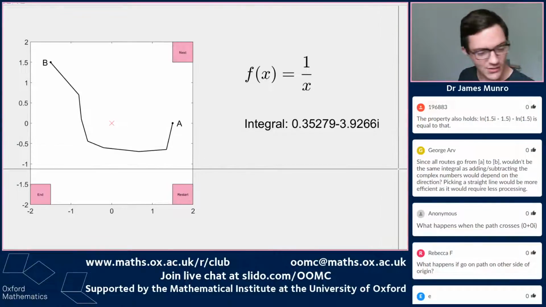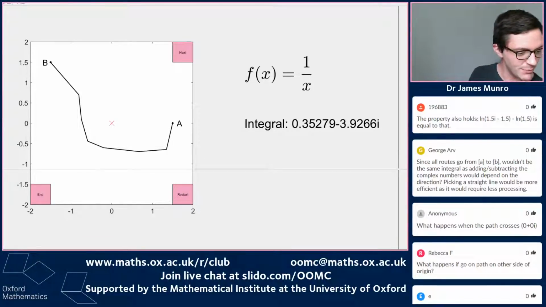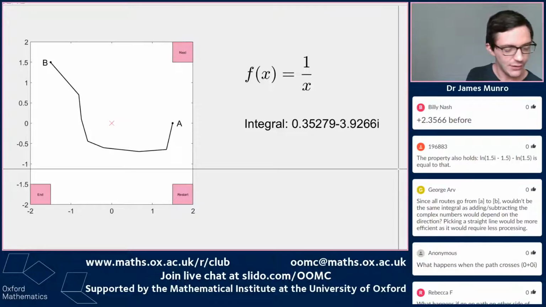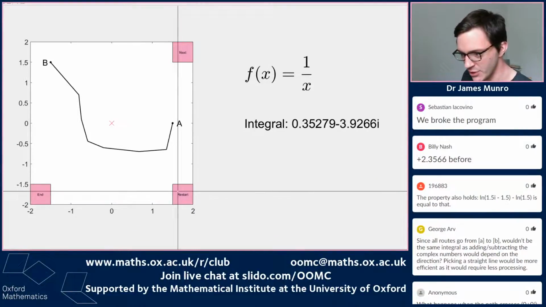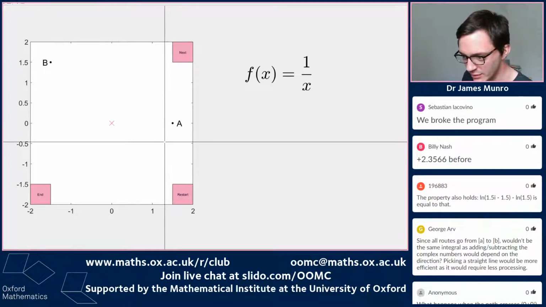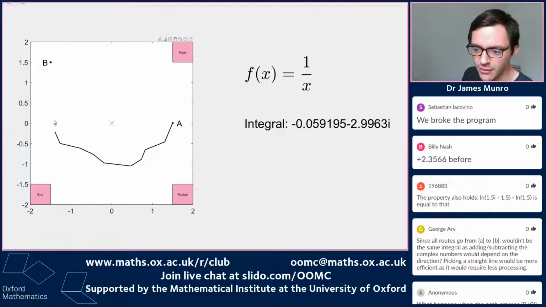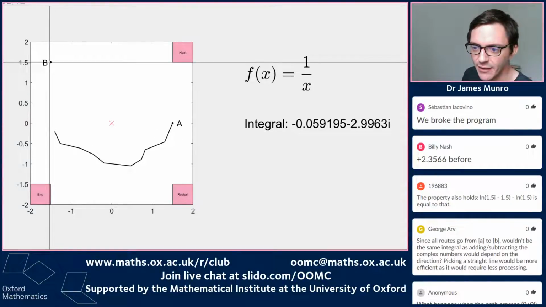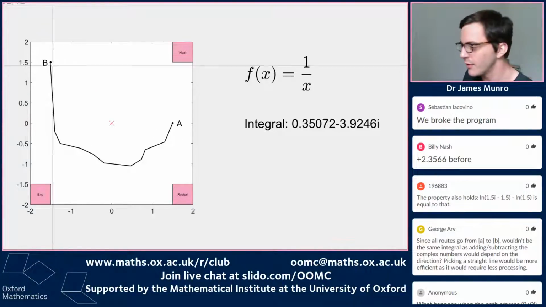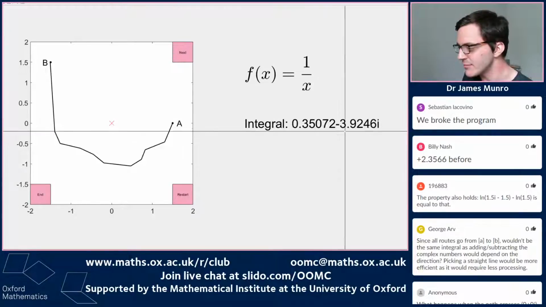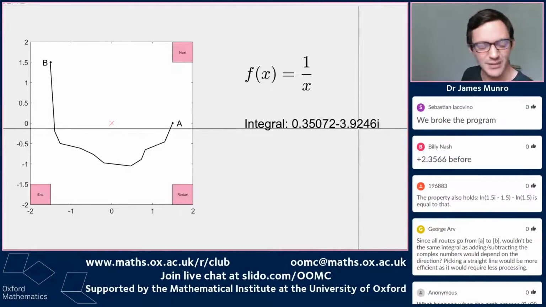Okay, that's kind of interesting. It was plus 2.4i before, and now it's like minus 3.9i. That's a bit different. Maybe I just screwed up. Let's try... Screwed up doesn't count as swearing. Let's try a different path. And then up to be like that. Yeah, it's about 0.35, kind of same, but minus 3.9i. That's a bit weird, isn't it?